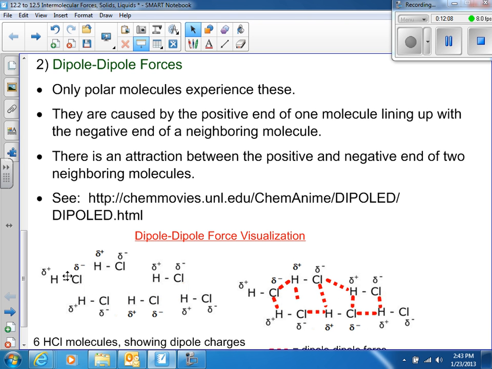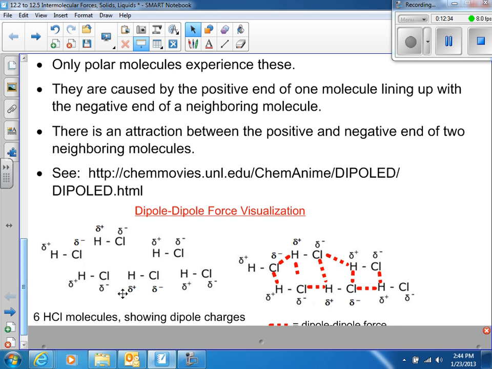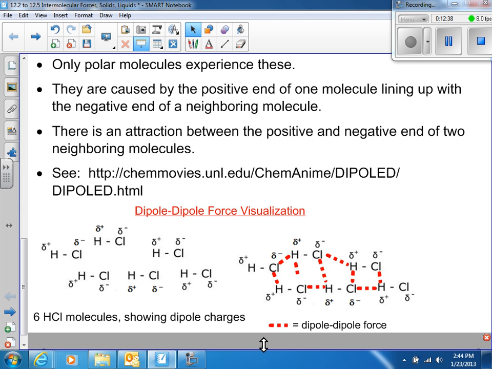Okay, so over on the left side, we've got 6 hydrochloric acid molecules. And you see the dipole charges, the negative and the positive end. The H end of HCl is positive. The Cl end of an HCl molecule is negative. So we've got a bunch of HCl molecules. These red lines over on the right side are showing you the dipole forces between molecules.